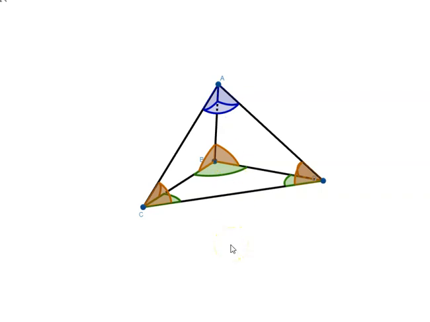So we have shown that any solid angle is contained by plane angles whose sum is less than 4 right angles. So that was proposition number 21 of book 11 of Euclid's Elements.